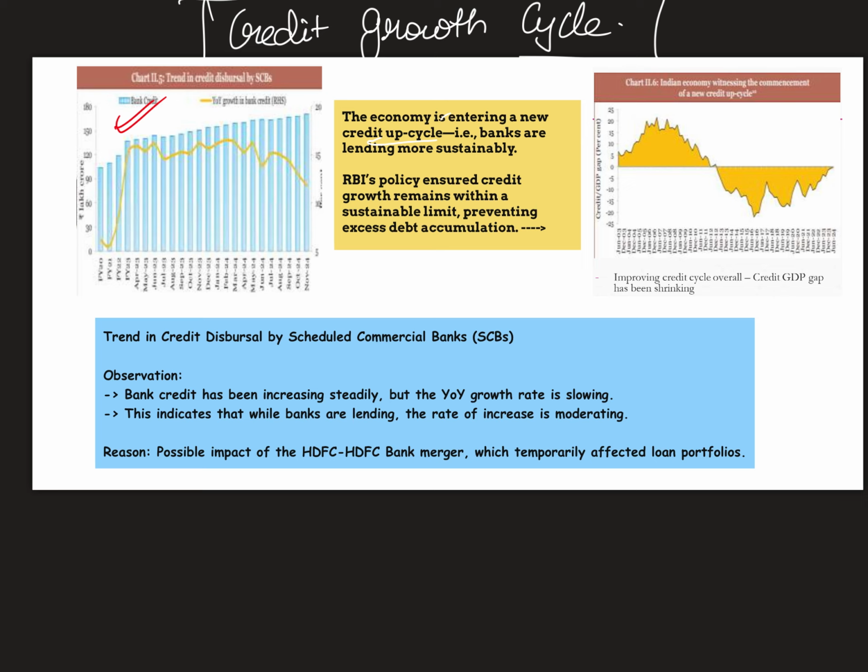There is a trend that you can see here. There is a downward trend. Bank credit is increasing, but very steadily. Year on year growth is slowing down, but it doesn't mean we have stopped altogether. The rate of increase is just moderating. One of the reasons for that is HDFC, one of the largest banks. We don't have to get into the details, but two entities got merged, and this temporarily affected the loan portfolios for big corporates.